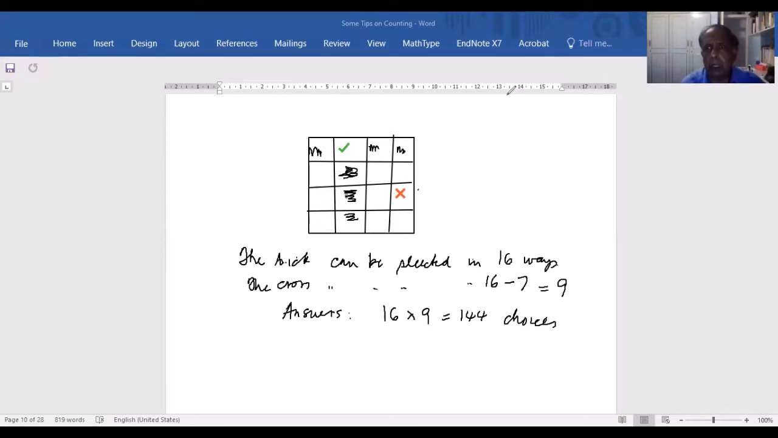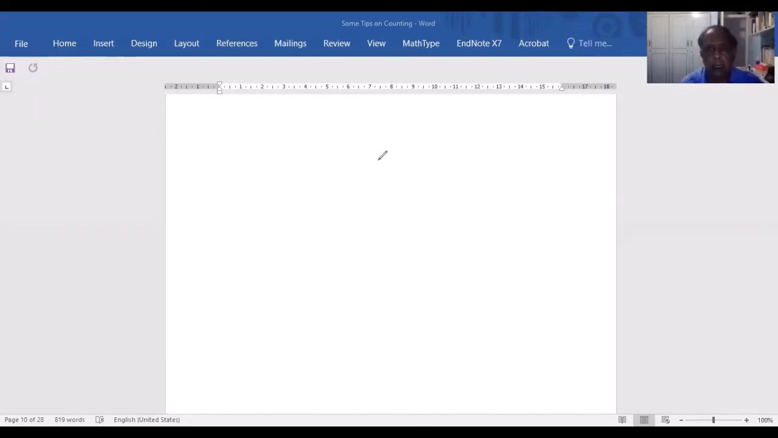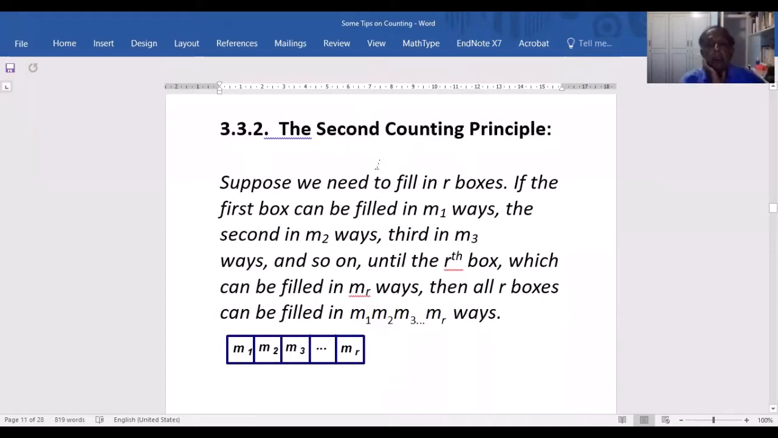So now if I continue to look at the next problem. Okay, we go on to the second counting principle. The second counting principle is very much like the first counting principle. The only difference is that we don't have to fill two boxes, but we fill more than two boxes. So let's just read this. Suppose we need to fill in R boxes. If the first box can be filled in M1 ways, and the second in M2 ways, the third in M3 ways, and so on, until the Rth box, which can be filled in MR ways, then all the R boxes can be filled in M1 times M2 times M3 times MR ways.